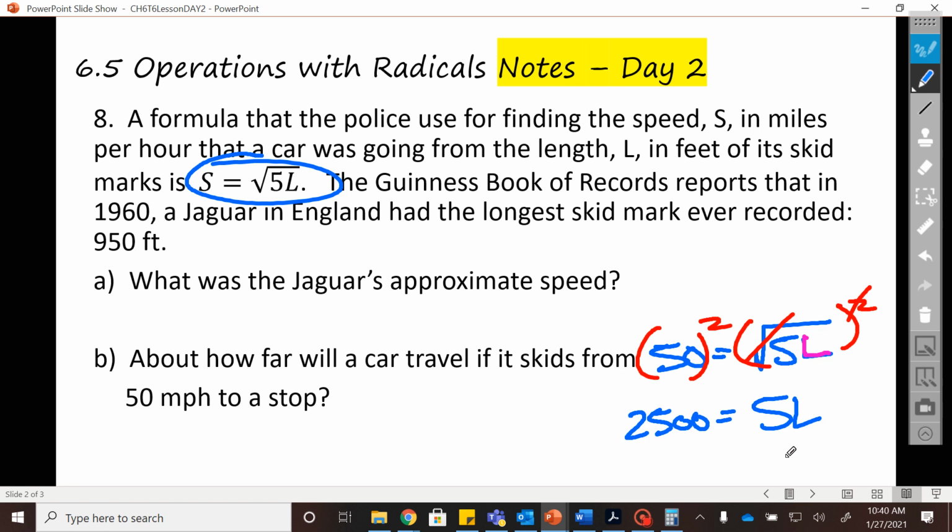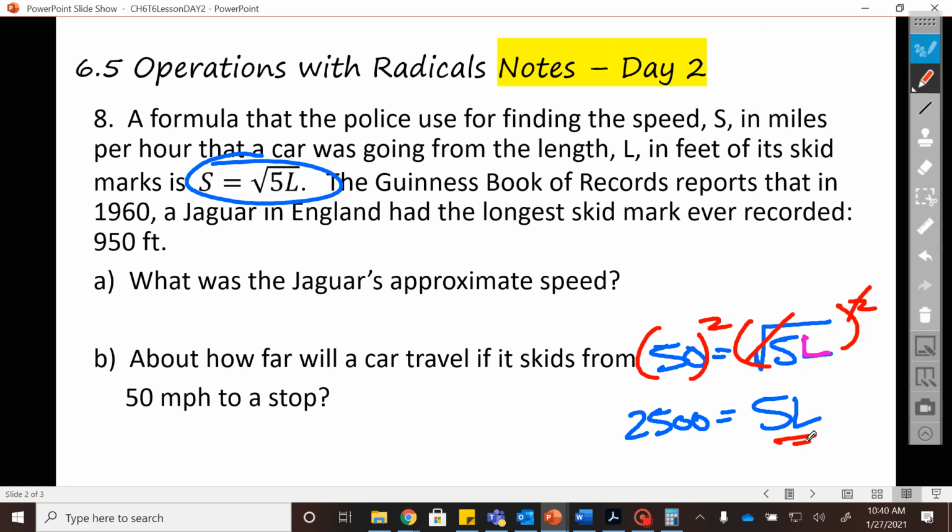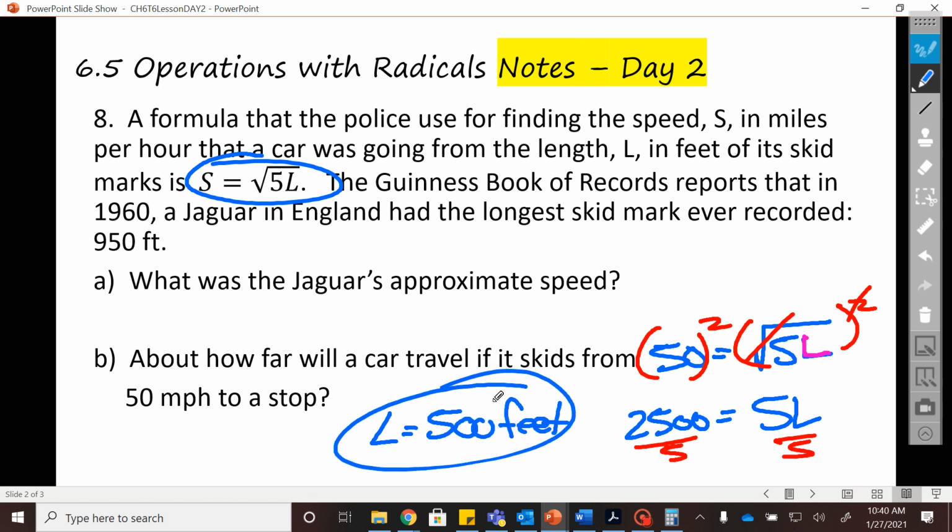All right, and then now I can solve this equation for L by dividing by 5. So the length L will be equal to 2,500 divided by 5, which is 500. So 500 feet is the length of the skid mark.